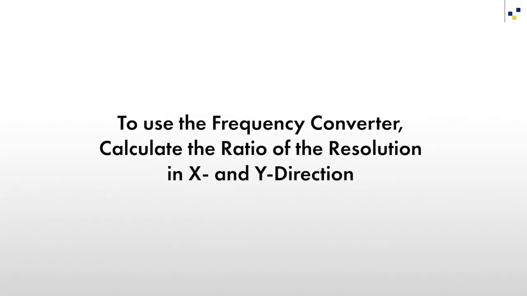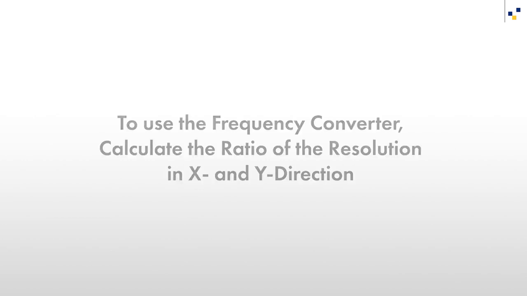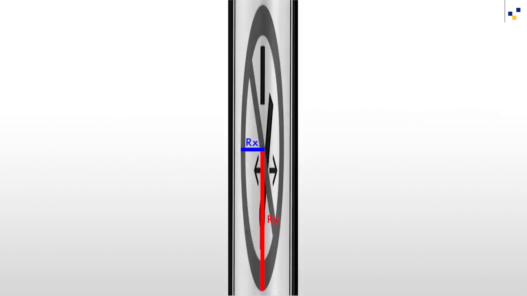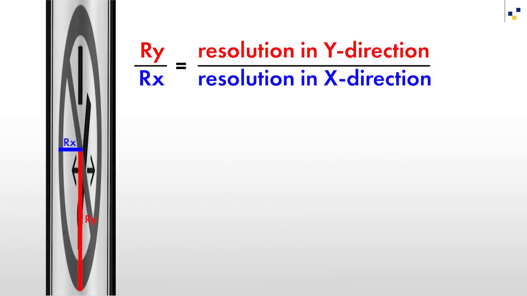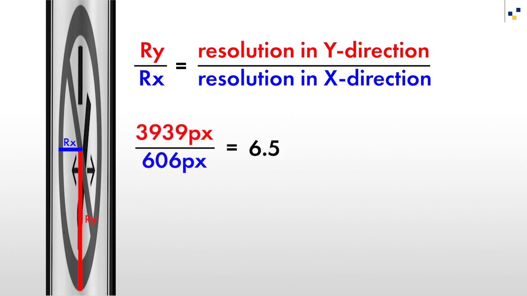In order to use the frequency converter, we need to calculate the ratio between the resolution in the X direction and the resolution in the Y direction. To do this, we can measure the radii of the ellipse displayed, for example using the Measure Assistant. The ratio of the two radii is the same as the ratio of the resolution in the X and Y directions. In this case, the ratio is 6.5. In other words, the pixel resolution per millimeter in the Y direction is 6.5 times higher than the pixel resolution per millimeter in the X direction.